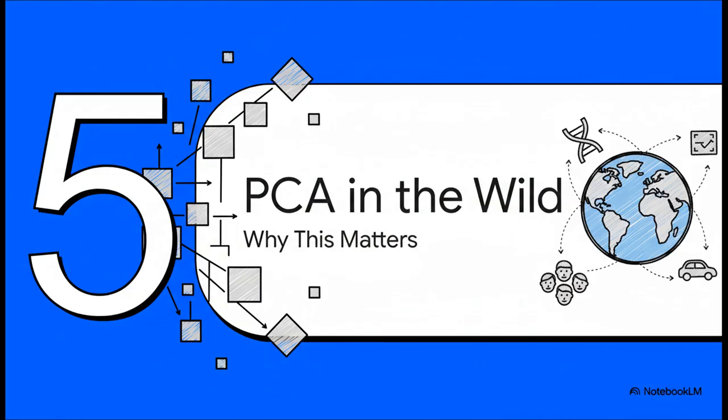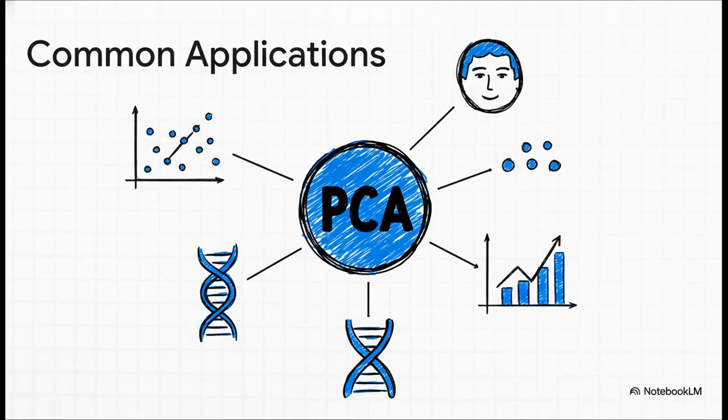Okay, let's zoom out. We've seen the what and the how. But why does this all matter? Where is this technique actually being used out there in the real world to make a difference? The answer is pretty much everywhere. In bioinformatics, it's finding those critical genetic markers we talked about. In finance, it's building better models to predict market trends. It's even used in image compression. You know, the tech that lets you send a photo on your phone without it taking forever? That works by reducing the image data down to its principal components. PCA is truly one of the great workhorses of modern data science.